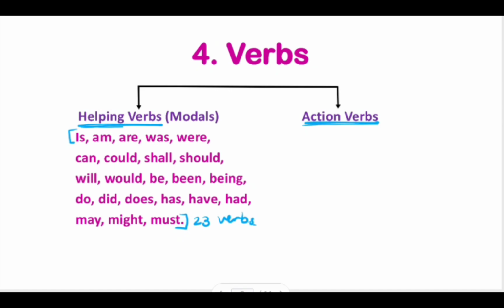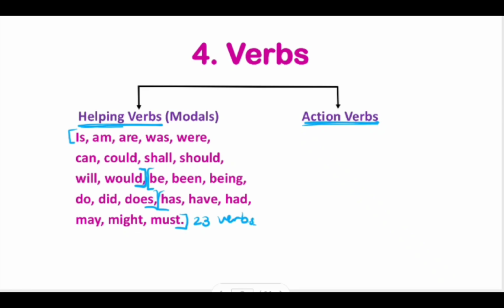Is, am, are, was, were, can, could, shall, should, will, would, be, been, being, do, did, does, has, have, had, may, might, must. If it's difficult for you to remember the list, trust me, try it like that. So, is, am, are, was, were, can, could, shall, should, will, would. And then go for the rest. Be, been, being, do, did, does. You can go till here. And then has, have, had, may, might, must. Easy to remember, all 23 of them.